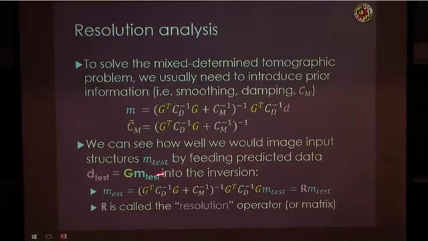So we feed predicted data for some input model M test. We use our G matrix from, let's say, the final iteration to compute what the data test would look like. Then you plug this test data into this data vector here, and you see what you get out. The test data is just G times M test, so if you plug that in there, you get this expression right here. And this monster right here we just call the matrix R, or the resolution operator. The resolution operator times your input model gives you an output model, and this is one way that we interrogate our tomographic models.